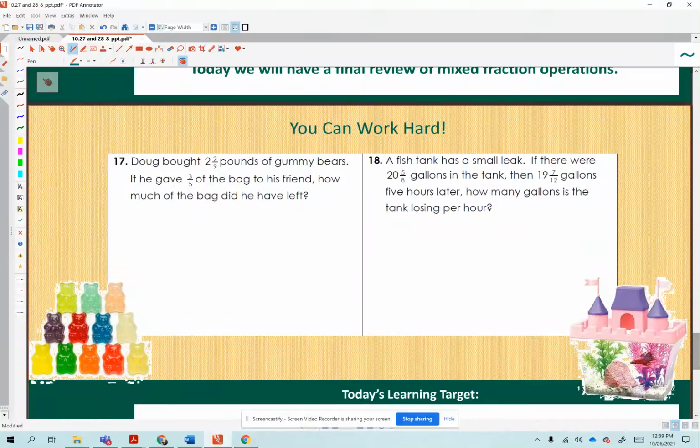Finally, our last two problems. You've been working so hard. Doug bought 2 2/9 pounds of gummy bears. Yummy. If he gave 3/5 of the bag to his friend, how much of the bag did he have left? So he bought 2 2/9 pounds, and I guess they all came in a bag. So we have a bag of gummy bears that weighs 2 2/9 pounds. He gave 3/5 of the bag to his friend. How much of the bag did he have left?